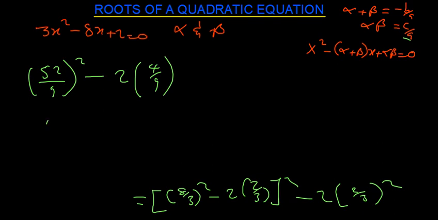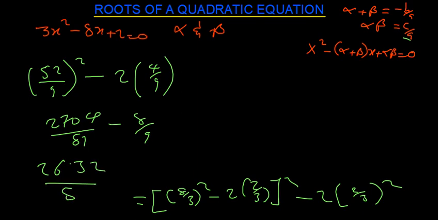So that is giving me 2704/81 minus 8/9. So you can subtract 2704/81 minus 8/9. So the value that I'm getting is 2632/81. So that will be our value of alpha to the power 4 plus beta to the power 4. So that will be it.